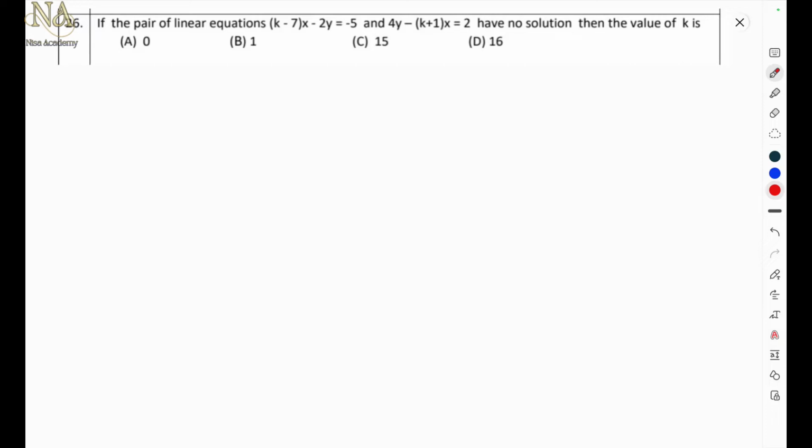Question number 26. If the pair of linear equations (k minus 7)x minus 2y equal to minus 5 and 4y minus (k plus 1)x equal to 2 have no solution, then the value of k is. Now, no solution, yes. What is the condition? Parallel lines, definitely. The condition is A1 upon A2 equal to B1 upon B2 is not equal to C1 upon C2.